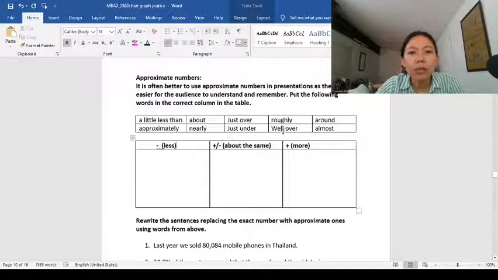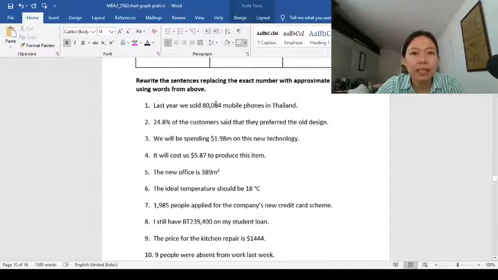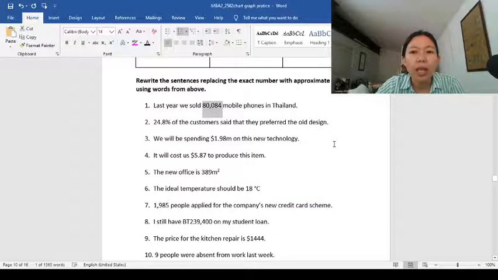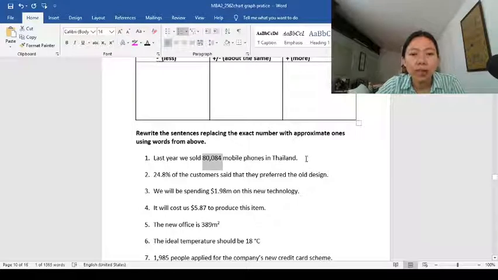So if you think that well over is used to show something more, you can put it in the more section. Okay. So after you fill in these, put these words into the box here, I'd like you to now rewrite the sentences, replacing the exact number with an approximate word from here. So for example, this is the exact number.